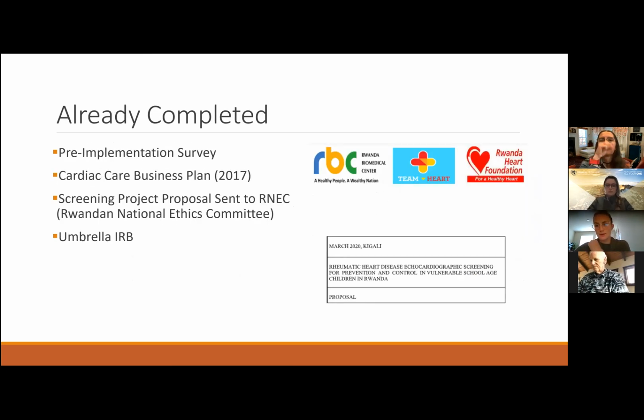Things that were already completed when I was able to be a part of this were a pre-implementation survey for our nurses in Kigali, as well as Team Heart leaders regarding the training. A cardiac business plan was created in 2017, and then the screening project proposal was sent to the Rwanda National Ethics Committee in 2019. All of this work is being done under a national umbrella IRB.